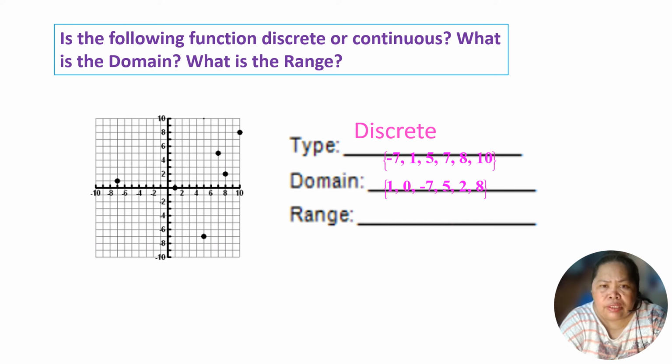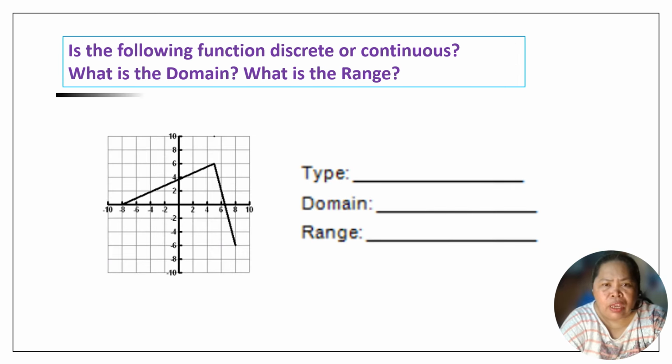And of course, the range is 1, 0, -7, 5, 2, and 8. So just like I know this point. Now, how would you know that these are the ones? Just look at the coordinates where this belongs. So we have 8 and 2, like here, no? 8 and 2. Yes. Okay. That's why it's discrete.